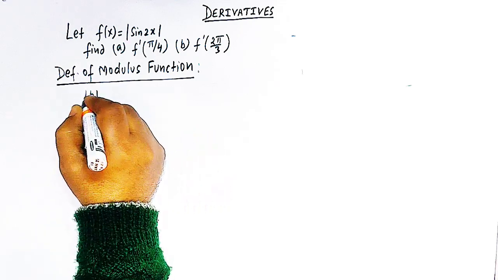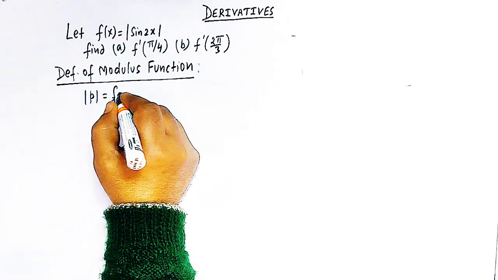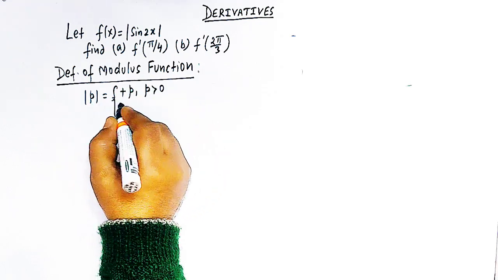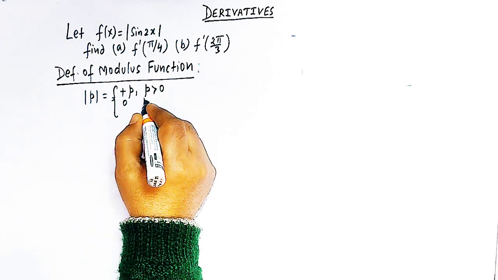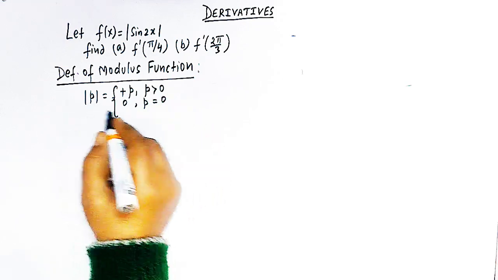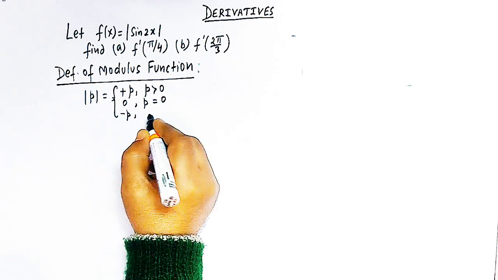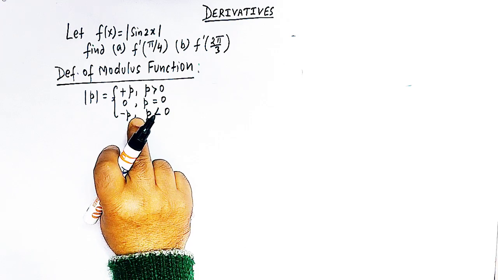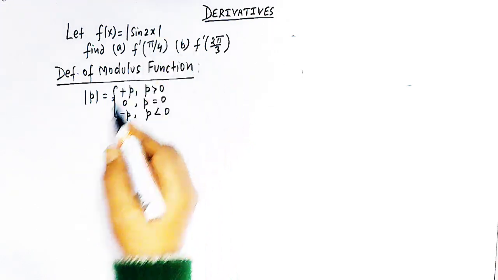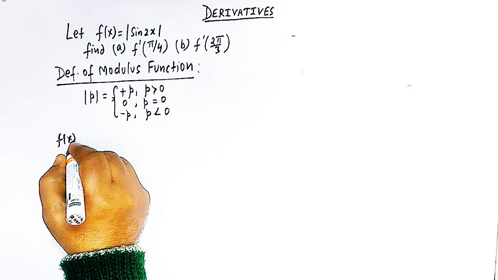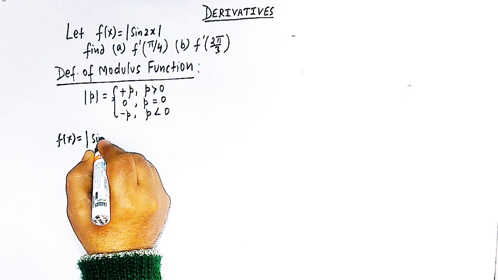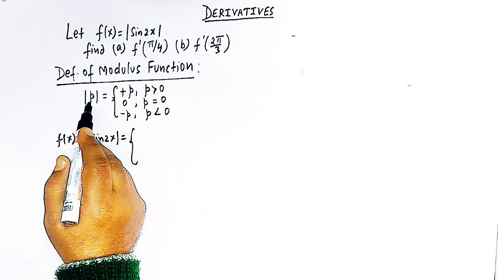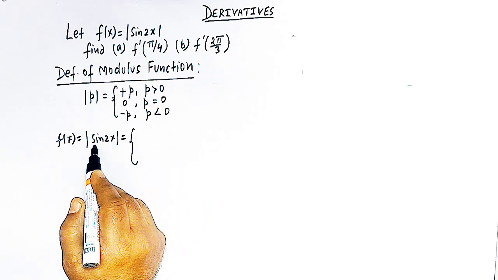Now mod of p is defined as positive p whenever p is greater than 0, mod of p is equal to 0 when p is equal to 0, and mod of p is negative p when p is less than 0. So let us first apply this definition to this function. Here we have f of x equal to mod of sine 2x, so we can replace this p by sine 2x.